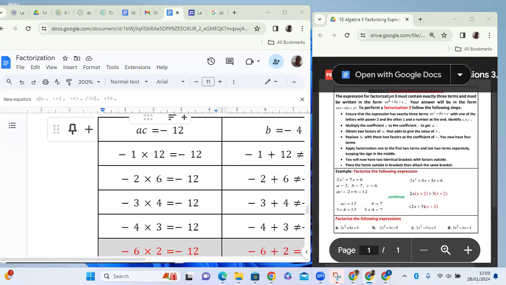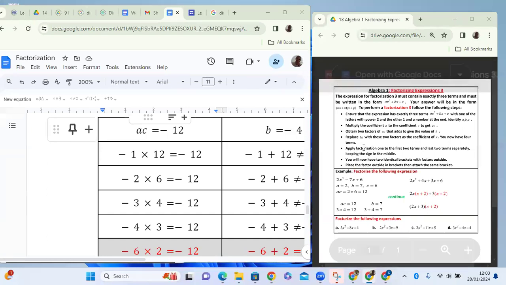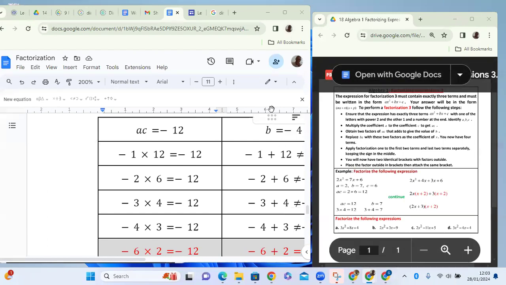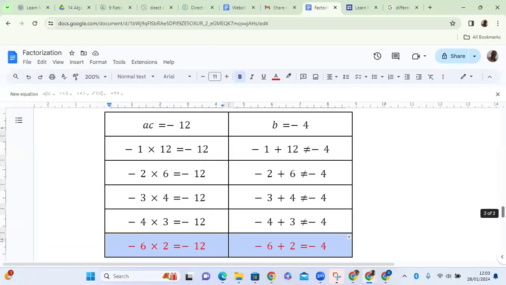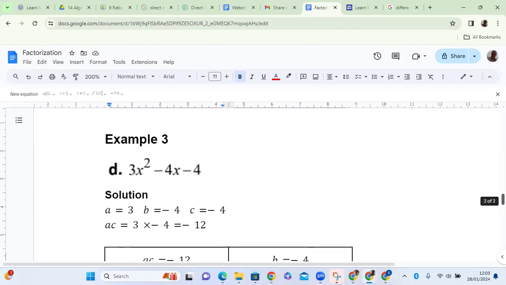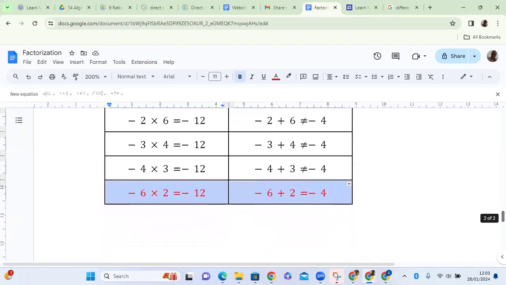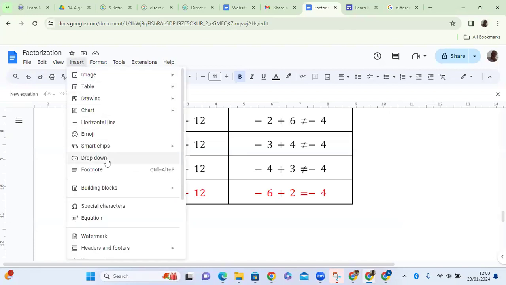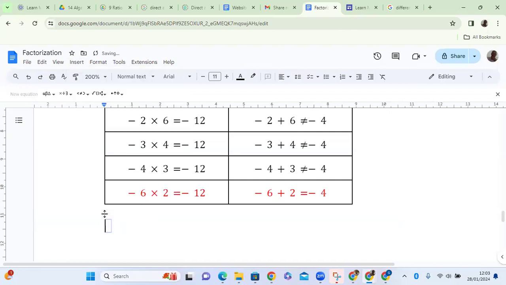So therefore, it goes on to say that we have to apply factorization 1. It says replace Bx with those two factors as coefficients of x, meaning we do not have to write minus 4x anymore. We continue with 3x squared, and we continue with negative 4.